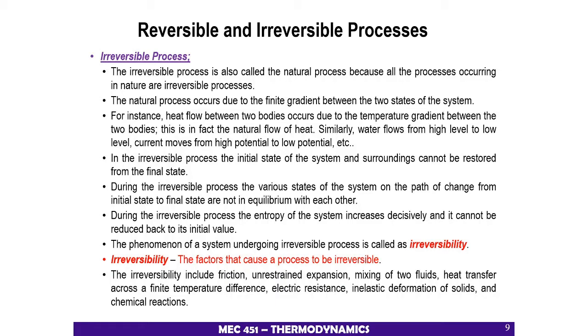So the phenomenon of a system undergoing irreversible process is called irreversibility. What is meant by irreversibility? It is the factor that causes a process to be irreversible. The irreversibility includes friction, unrestrained expansion, mixing of two fluids, heat transfer across a finite temperature difference, electrical resistance, inelastic deformation of solids, and chemical reaction.